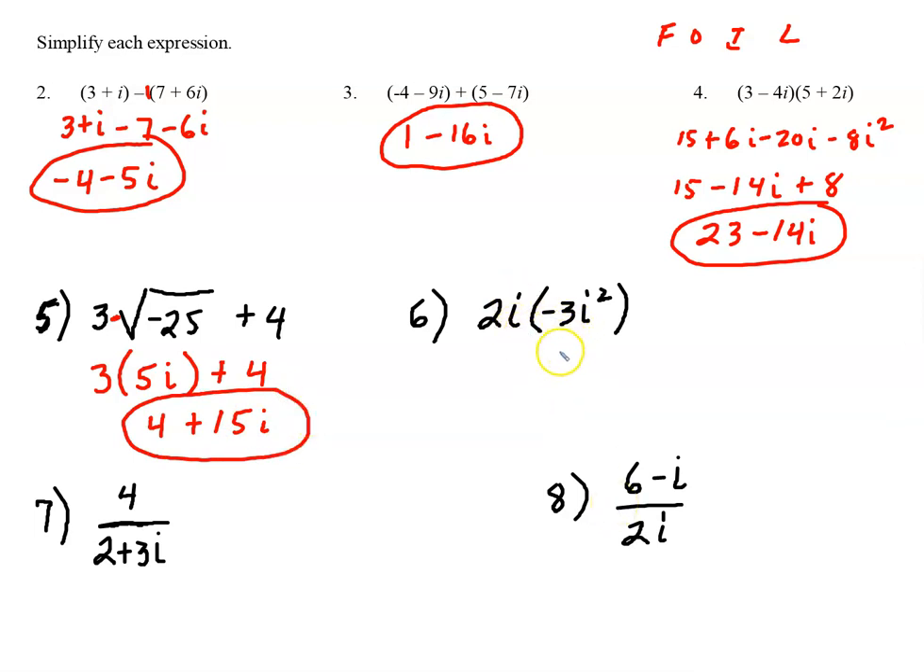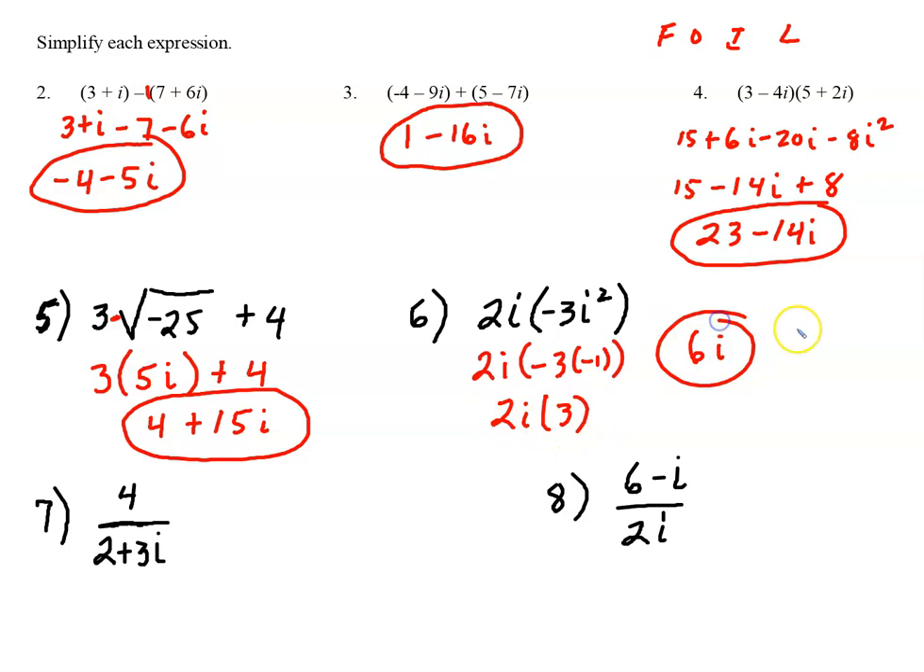Number 6, you've got a couple of different ways of doing it. You could go ahead like we did up here, replace i squared with -1, and it makes it look like that. And negative 3 times negative 1 is positive 3. And then you just have to multiply 2i times 3, and you get 6i. That's your answer for number 6.